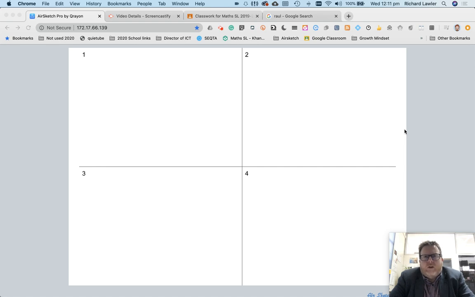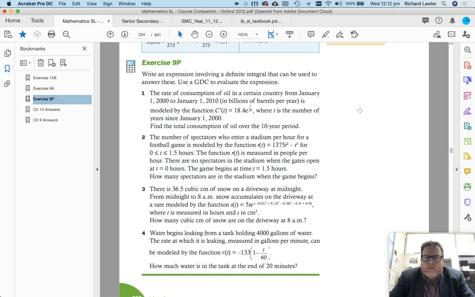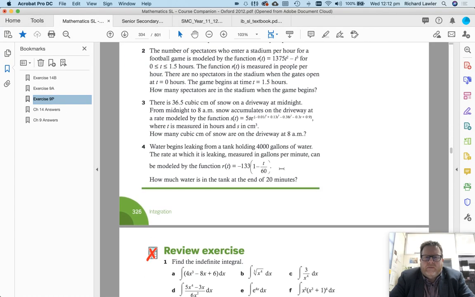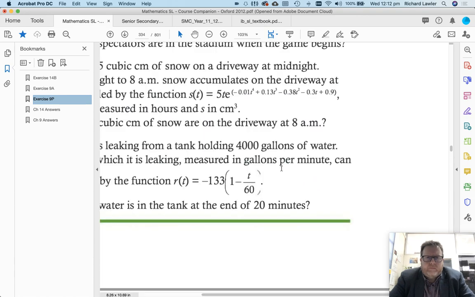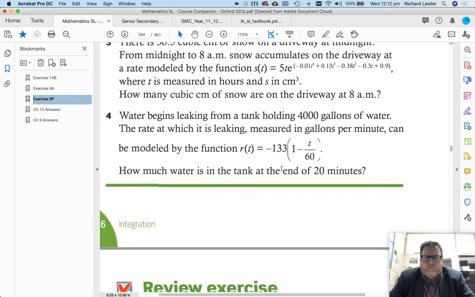So what happens if you've been given a rate of change function and you need to work out an initial value or something like that? I'm just going to take it straight from the textbook just to keep it simple. Exercise 9p, there's not that many there, but let's have a look at question 4.